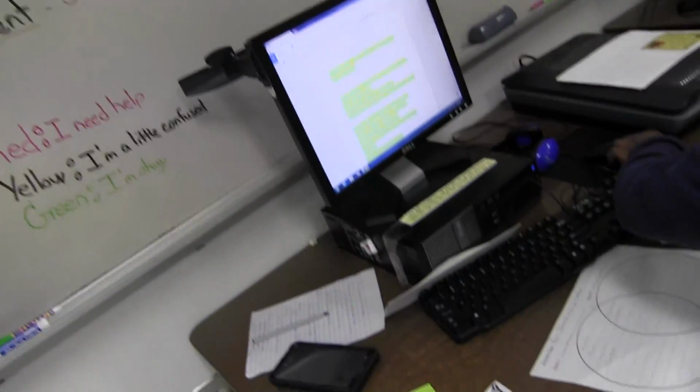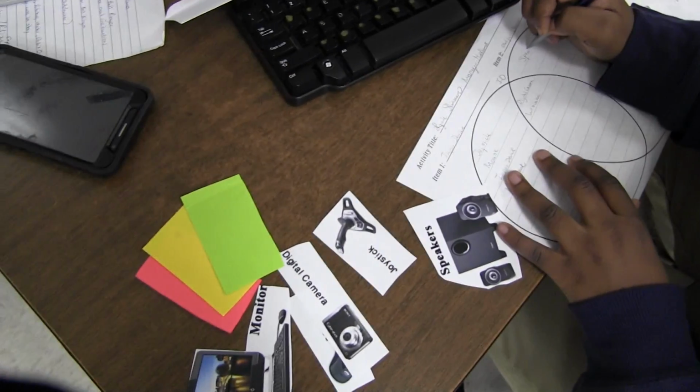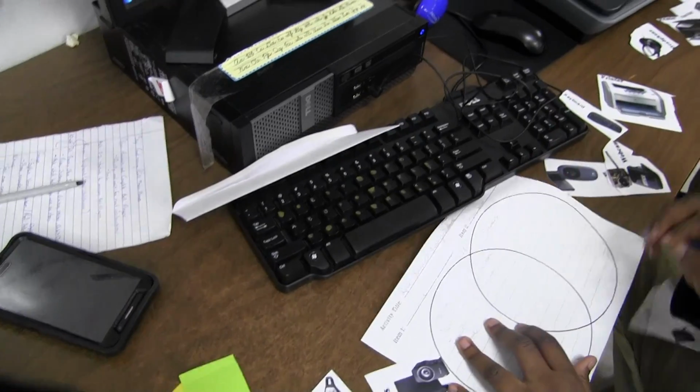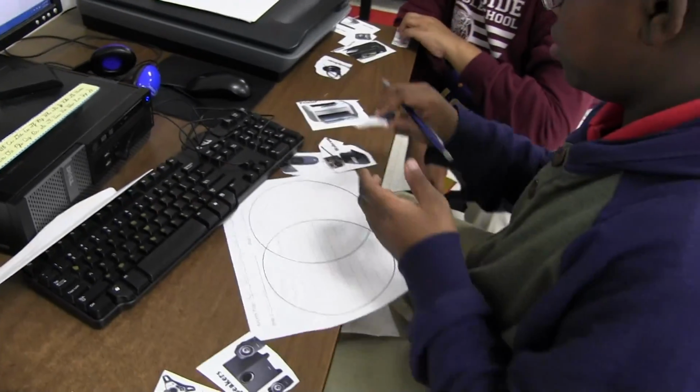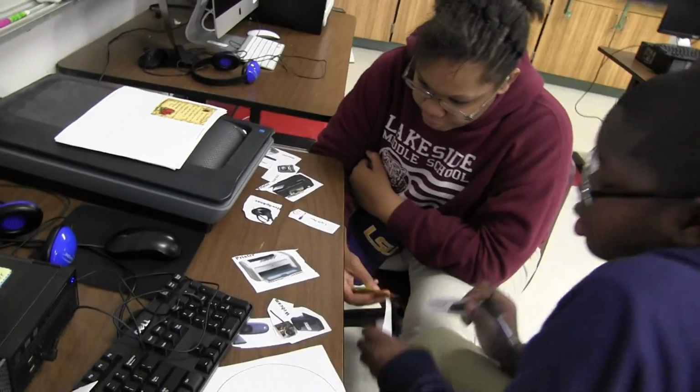Okay, what about the speakers? That's an output. What do you think a keyboard is? A keyboard is input. Are you sure? Yeah.